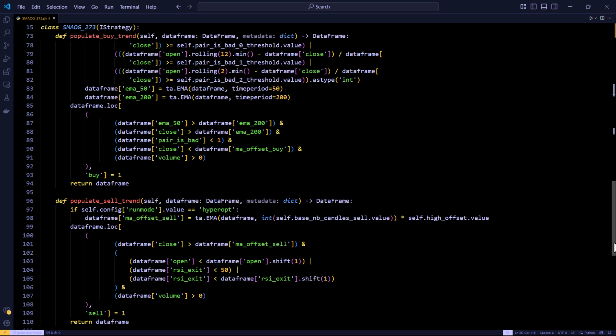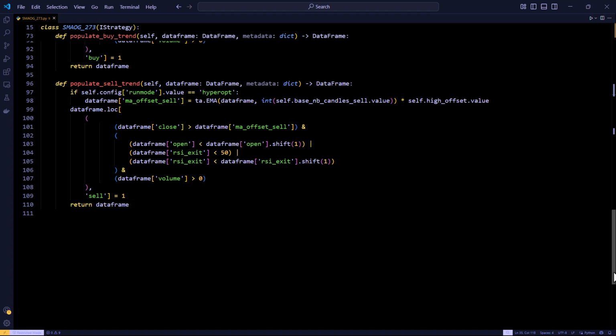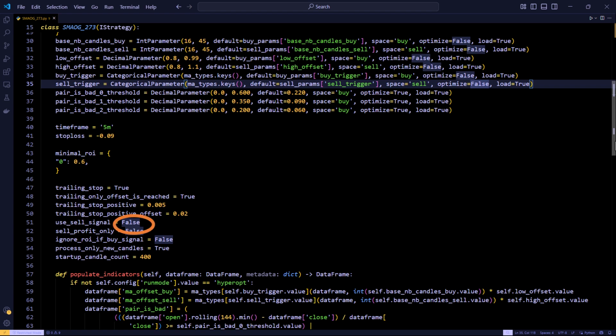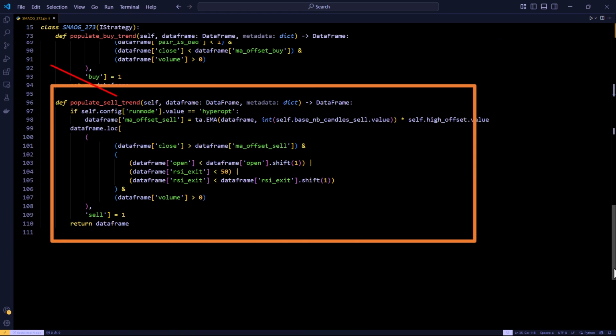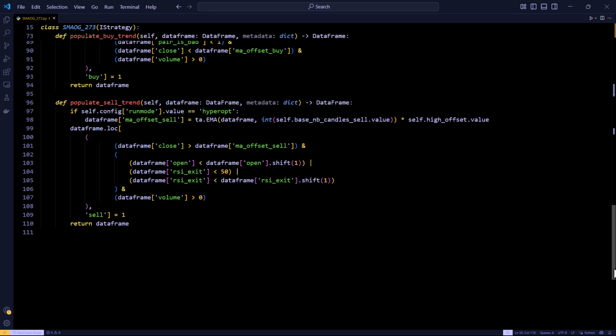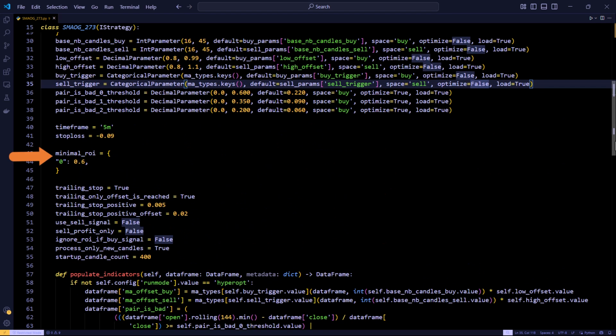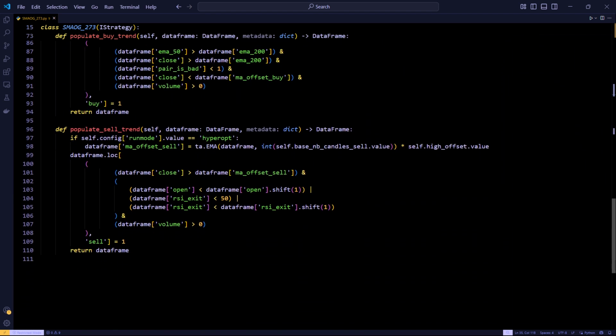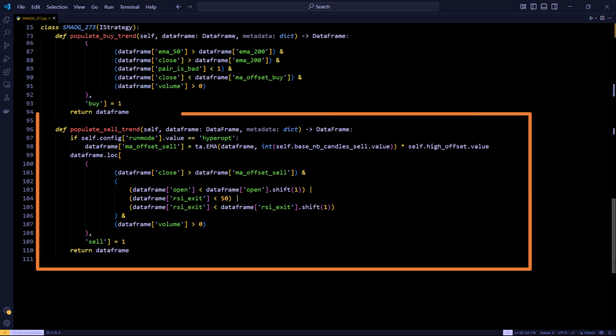Okay, but getting into a trade is one thing, knowing when to get out is crucial too, and this strategy has several ways to exit a trade, but it's important for you to know that the use sell signal by default is set to false here, which means that this section is not used for sell signals, and this algorithm only relies on the ROI, stop loss and the trailing stop loss parameters. If you were to set the use sell signal to true, then the strategy would also use its own custom sell logic defined in the populate sell trend.